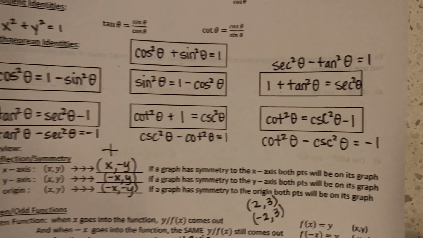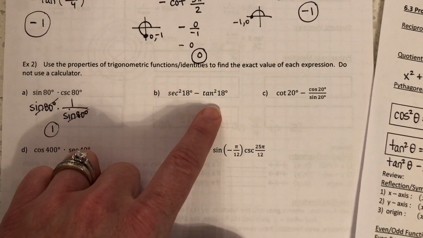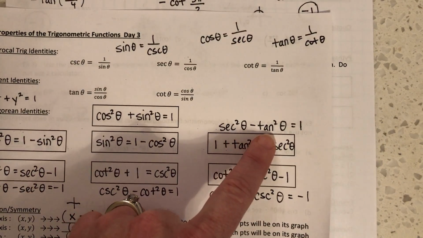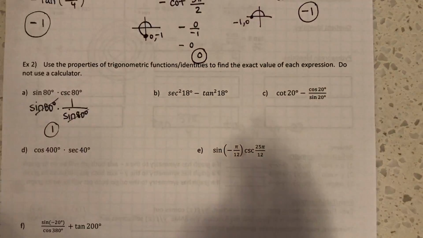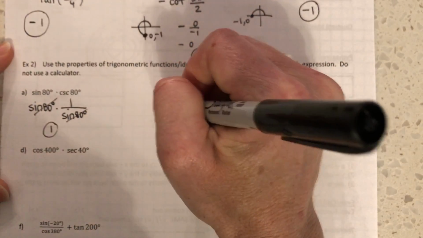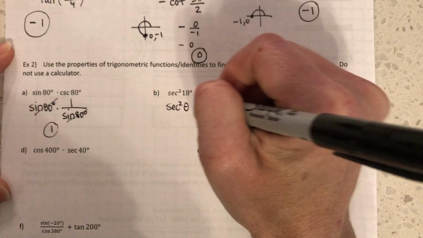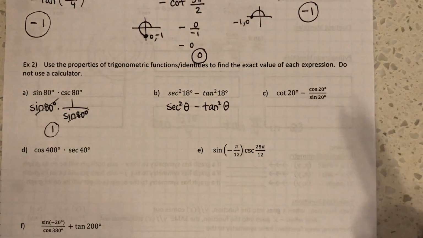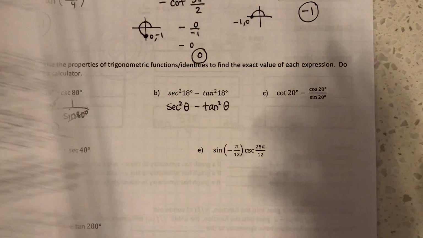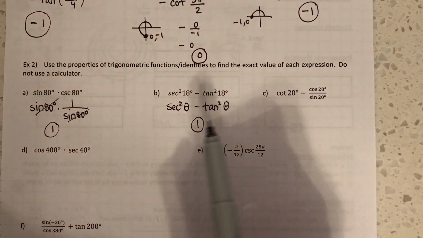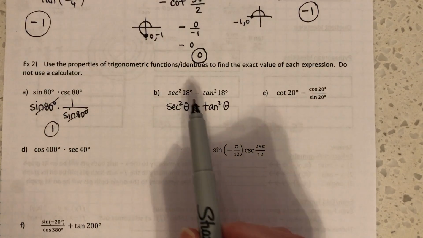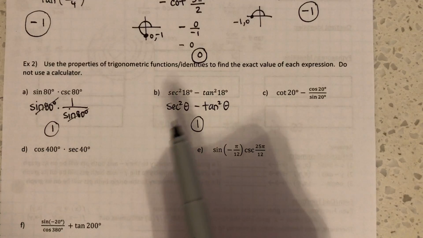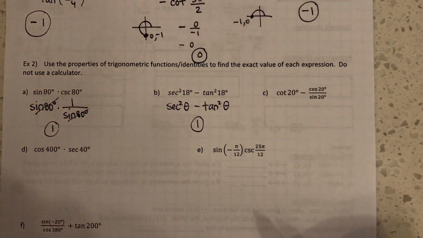Well, guys, look back to your identities. Secant squared theta minus tangent squared theta equals 1. So guys, this is literally secant squared theta minus tangent squared theta, except theta is 18 degrees. So what's this going to equal according to my identity? It equals 1. So I don't even have to know what the secant of an 18-degree angle is to figure out this answer. I can use an identity, a statement of equality, to interchange things in and out of a problem.